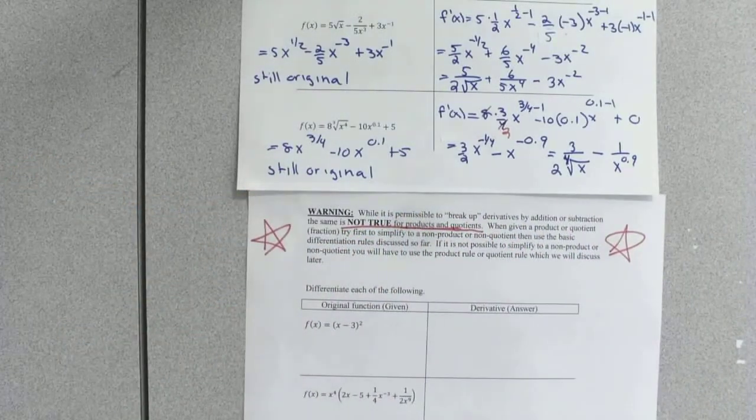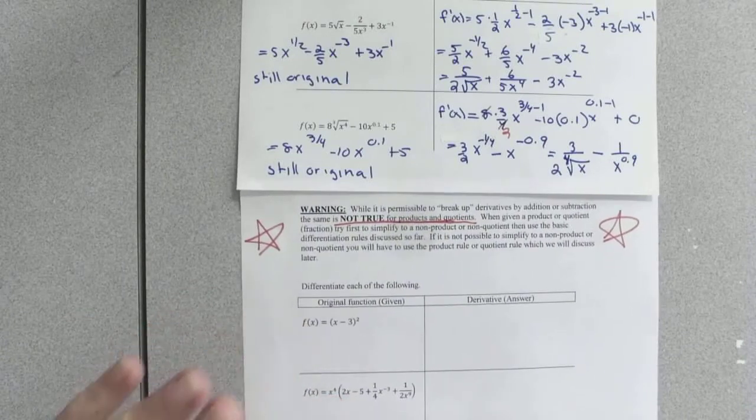When given a product or quotient fraction, first try to simplify to a non-product or non-quotient, then use the basic differentiation rules discussed so far. If it is not possible to simplify to a non-product or non-quotient, you will have to use the product rule or quotient rule, which we will discuss later. But even after we learn the product rule and quotient rule, if I can use algebra to simplify my original function, I am always going to use algebra to simplify my original function if I can.